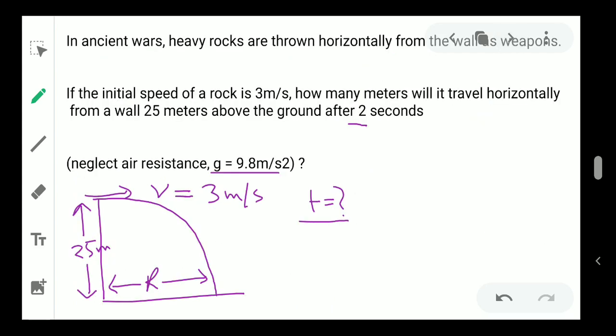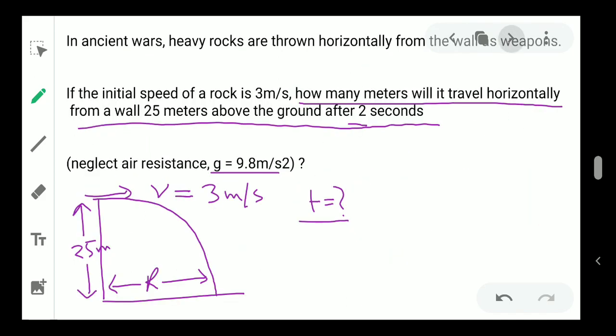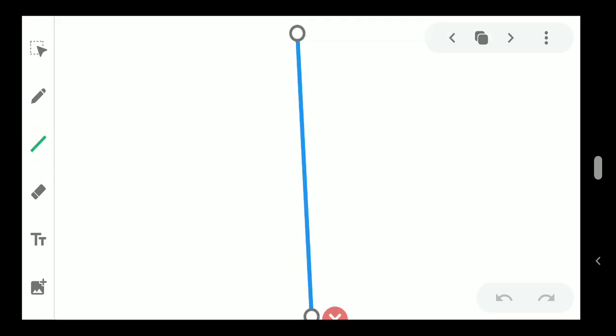Now in this case, it is told that if the initial speed is this much, how many meters will it travel horizontally from the wall after 2 seconds. Now we don't know whether in 2 seconds it will drop or not. So let me find out the time using the method which we have used here. Let me create that one again. Okay, so now you can see that this is my vertical one and this is my horizontal one.